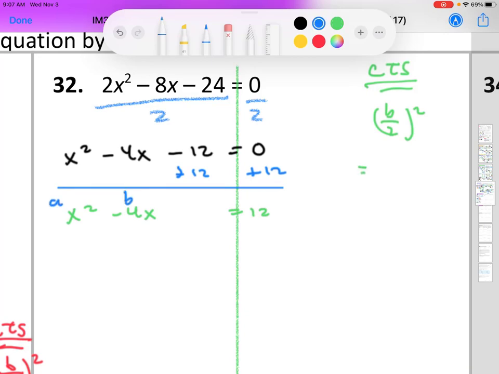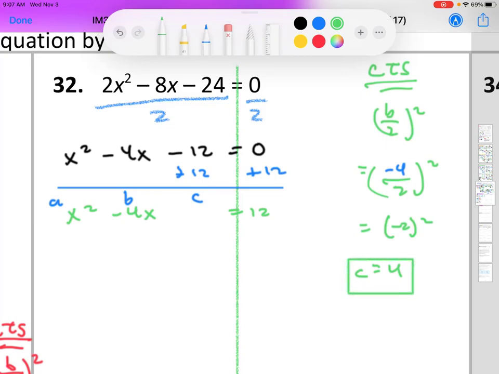So my b value here is negative 4. Half of negative 4 is negative 2, and negative 2 squared is 4. So to complete the square, I'm going to have to add 4 to both sides. Remember, I have to add it to both sides because it's called a property of equality. Let's put 4 here and 4 here.